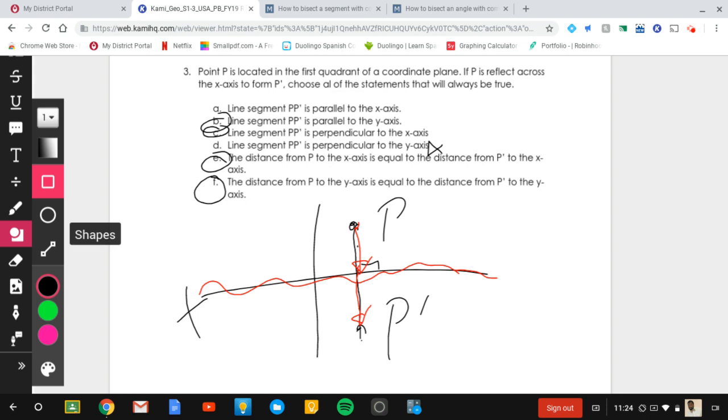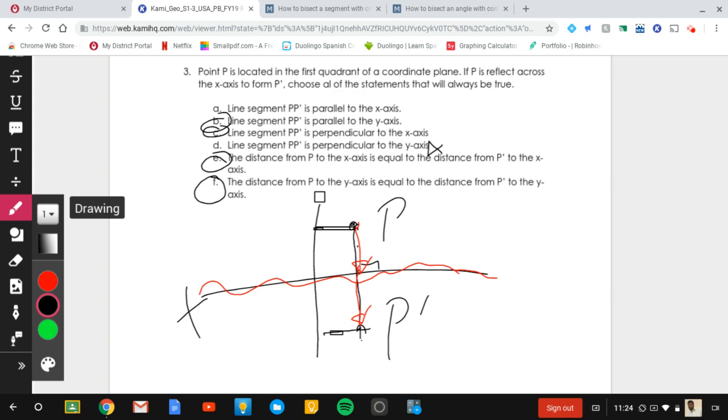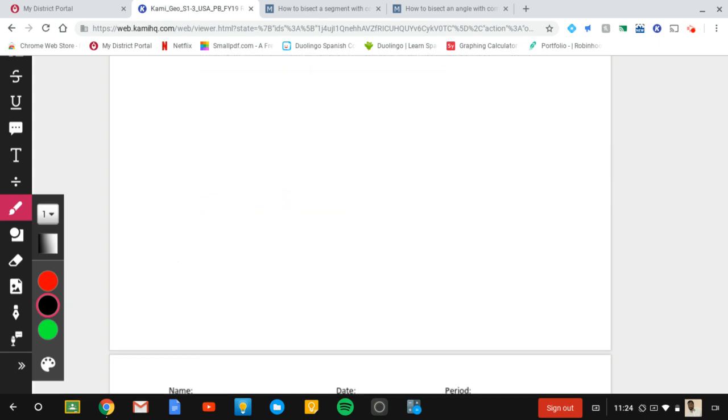That is true because notice we did not move P at all. No matter how long P was from the y-axis, it's the same thing it's going to be down here, right? Because P stayed, and P and P prime are on the same line, so they're equal distance from the y and the x-axis. So that's a really good question that you guys really should be paying attention to.